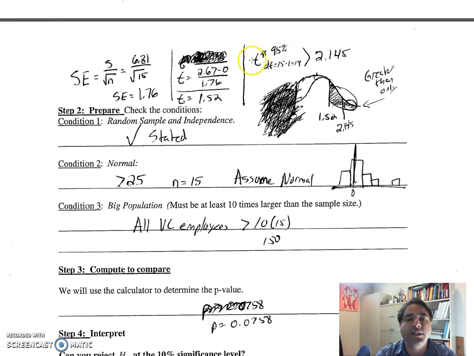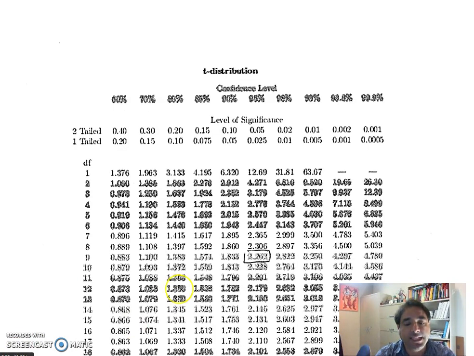Then, to find T star, because alpha is 5%, our confidence is 95%. Degrees of freedom is 15 minus 1, which again will go to the table. So at the table, we go to 95 and 14, which gives us 2.145. That's where our T star comes from.